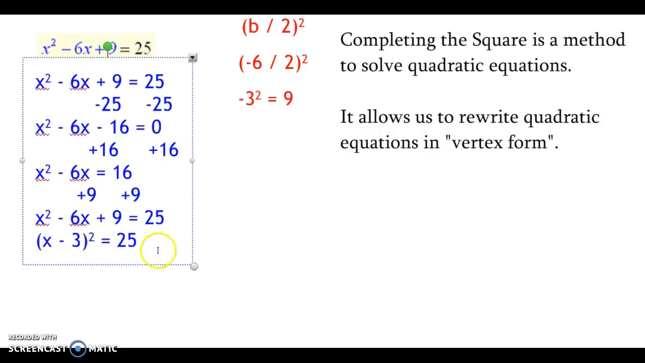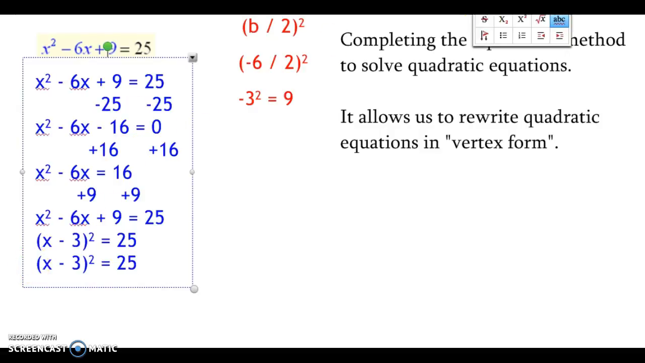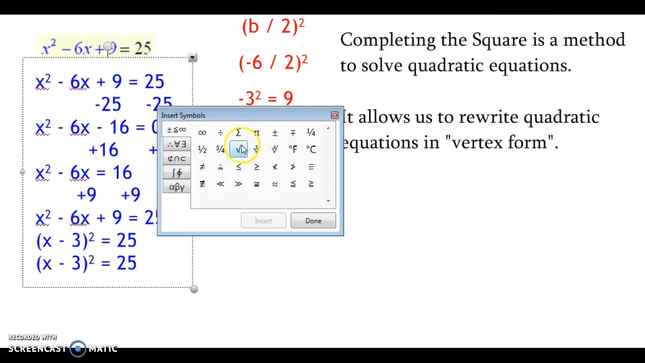Now what I need to do in order to solve this, because the objective is to solve the quadratic equation as it says here, I'm going to square root both sides. So I'm going to take this whole equation and I'm going to rewrite it, but the opposite operation of squaring, of course, is square rooting. So I'm going to square root that left-hand side, and I'm also going to square root the right-hand side.